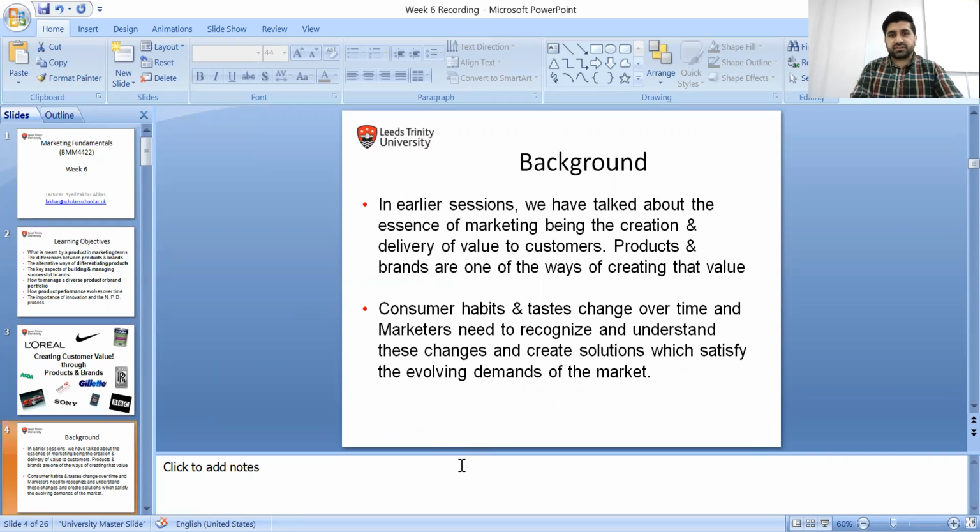In earlier sessions, we talked about the essence of marketing being the creation and delivery of value to customers. Products and brands are one of the ways of creating that value. Customers' habits and tastes change over time, and marketers and businesspeople must recognize and understand these changes and create solutions accordingly. These solutions must satisfy the evolving demands of the market.